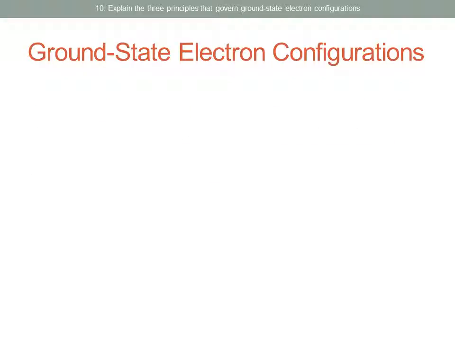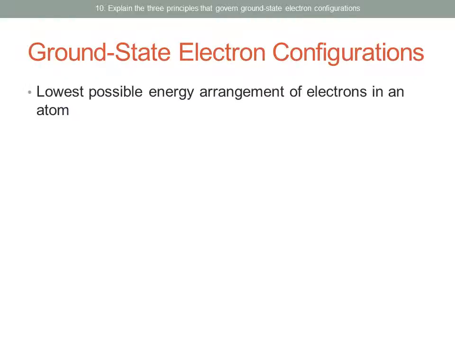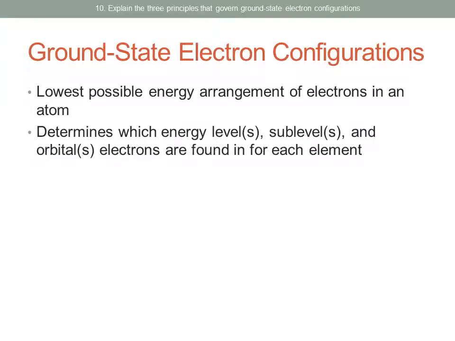What is an electron configuration, or more specifically for this class, ground state electron configurations? We've used that term ground state already in learning about atomic emission spectra, and we know that the ground state refers to the lowest possible energy that an atom can have. So a ground state electron configuration is the lowest possible energy arrangement of electrons in an atom. In other words, it tells us which energy level or levels, sublevels, and orbitals electrons are found in for each element.